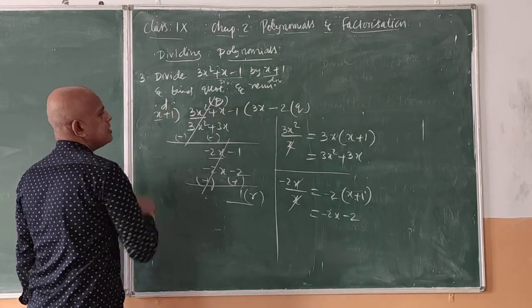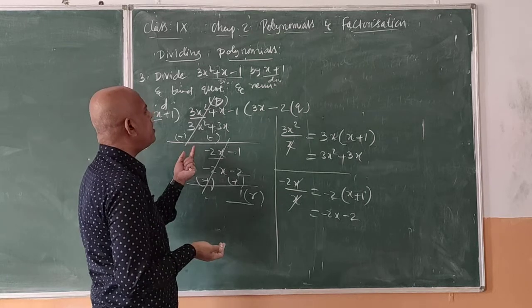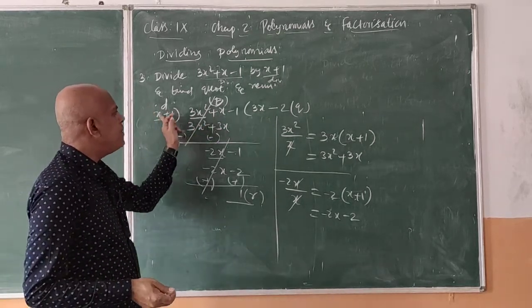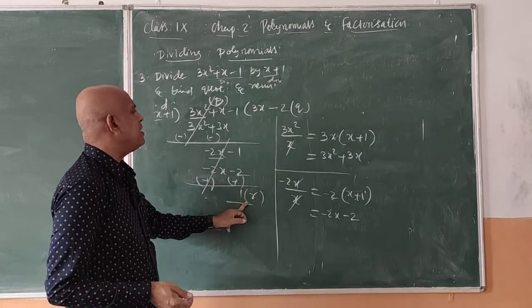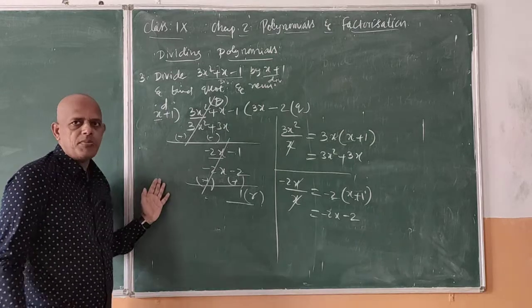Same as usual, you can check by the division fact also. Here they did not ask you, so we are not checking the division rule. The division fact is what? Dividend is equal to divisor into quotient plus remainder. If we substitute in this, we will get the same answer. So we will go for the next problem.